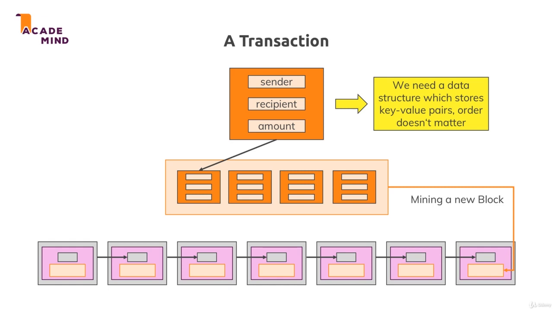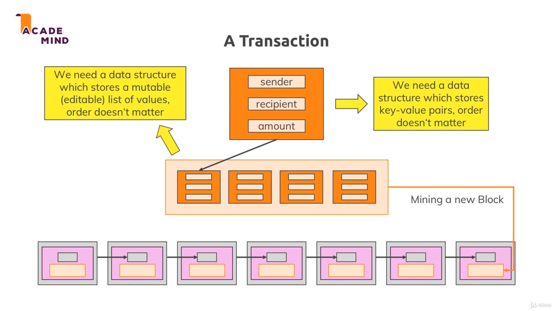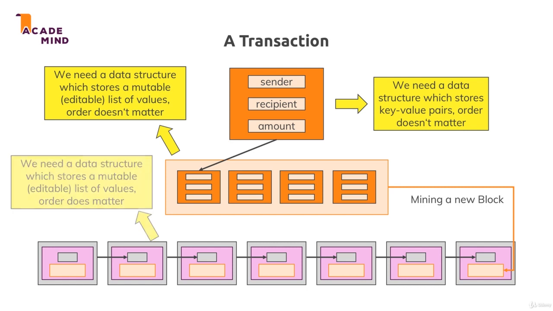So we need that. We also need a data structure for the outstanding transactions, and there we need a mutable, so that means editable, list of values. The order also doesn't matter to us here, but the important part is that we can add to it, because of course we want to be able to add new transactions and so on. And we also want to have a data structure for the blockchain, and there we also need a mutable list of values, and here the order does matter to us.